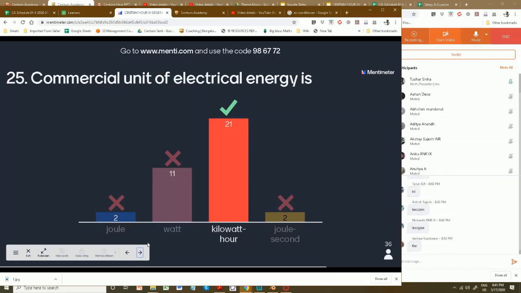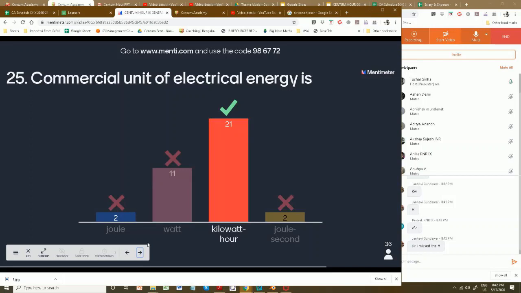Kilowatt is power. So kilowatt hour is, you know, power is what? Energy by time. So energy is power into time. So the power unit is kilowatt, the time unit is hour, so kilowatt hour.